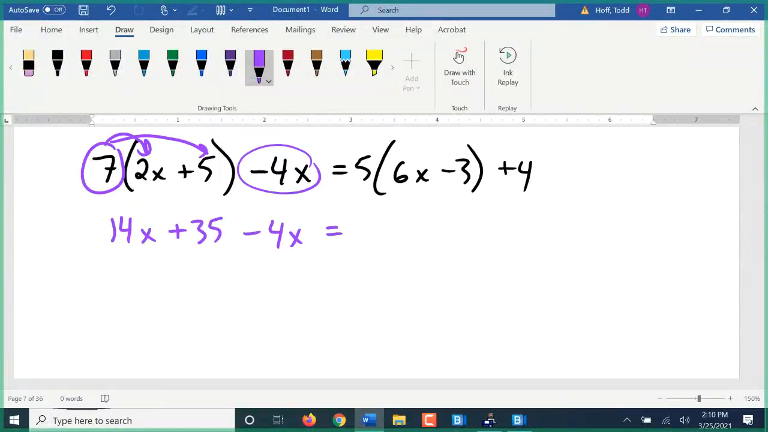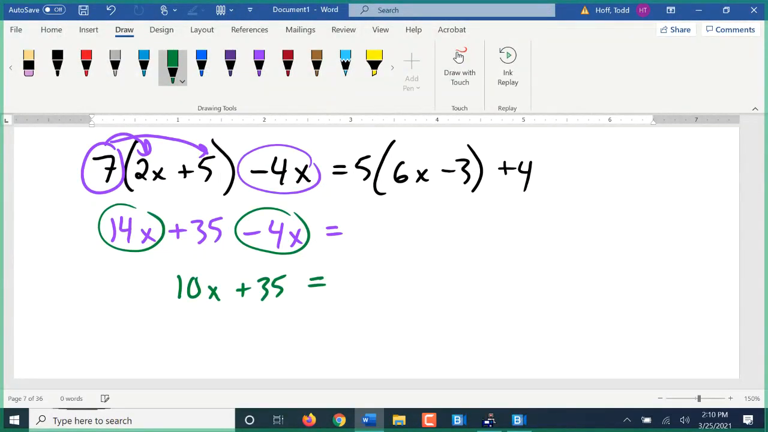Now let's keep going on the left side here. There's more that we can combine. We can combine the 14x and the negative 4x. 14 and negative 4 make 10, so that is 10x. And we have the positive 35 is still there. Now there's nothing more we can combine on the left side. Let's go to the right side.